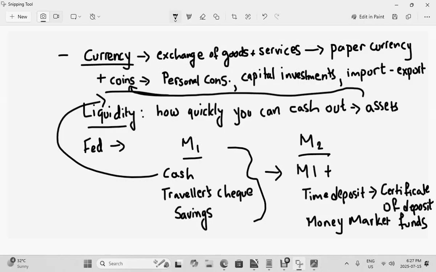So M1 and M2 are what is used by the Fed to work on the monetary policies. When they measure liquidity, when they figure out how liquid the assets are, they categorize them in M1 and M2. Based on this category, they decide whether it's time to bump up the interest rates, whether it's time to lower them, and so on and so forth.